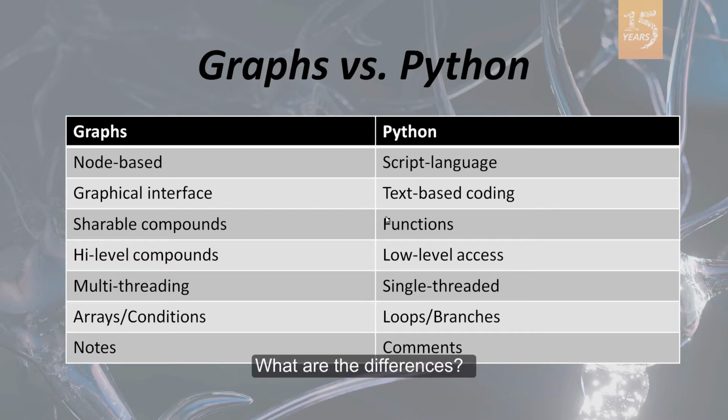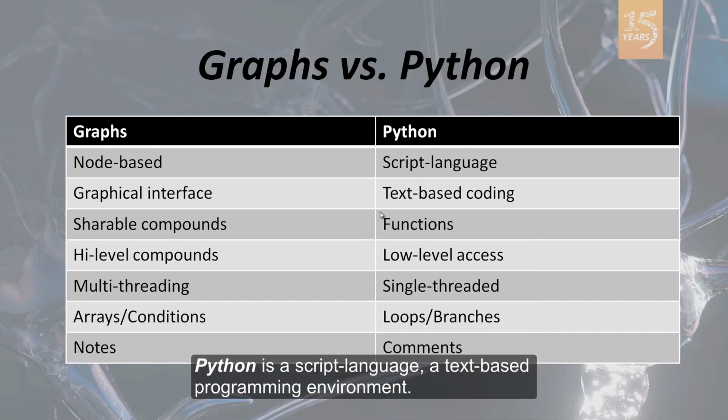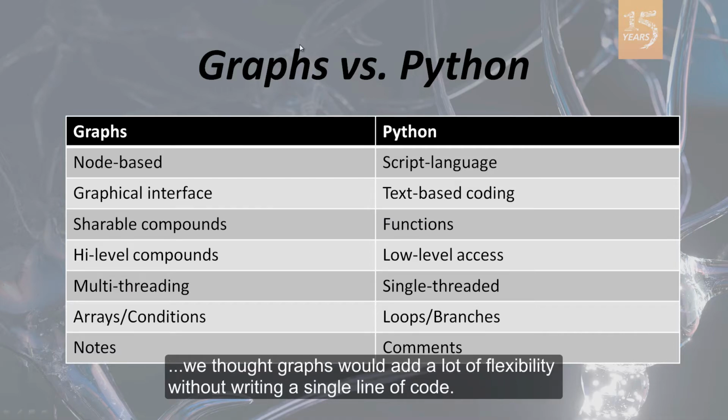Well, what are the differences? Graphs are basically node-based and provide a graphical interface, like a lot of other graphical packages nowadays. Python is a script language, a text-based coding environment, and since we know that artists do not really appreciate text-based coding normally, we thought graphs add a lot of flexibility without writing a single line of code.